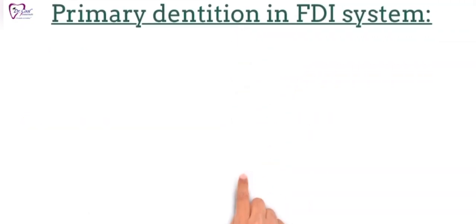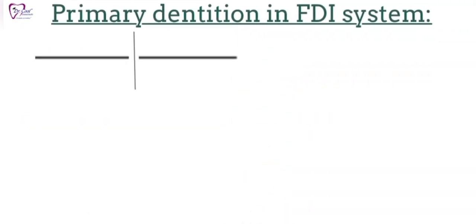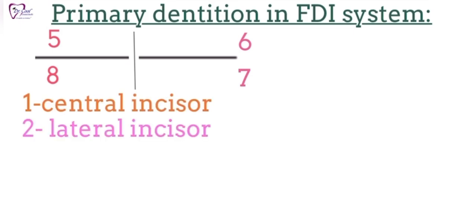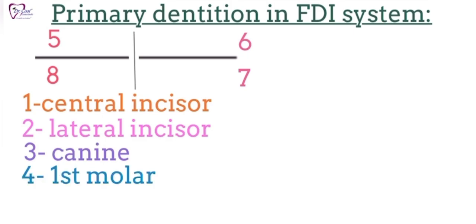For primary dentition, quadrant numbers change here, that is 5, 6, 7 and 8. Tooth numbers remain the same, that is the first central incisor, second lateral incisor, 3 is for the canine, 4 is for the first molar. Hope you remember I told you that premolars are absent in the primary dentition. So 4th is the first molar. 5 is for the second molar. As there will not be any third molar, so no number 6.